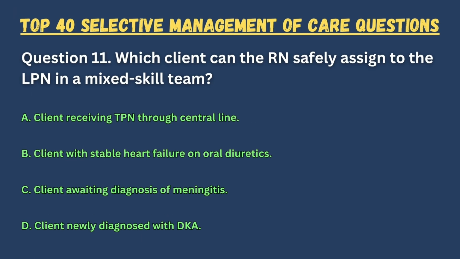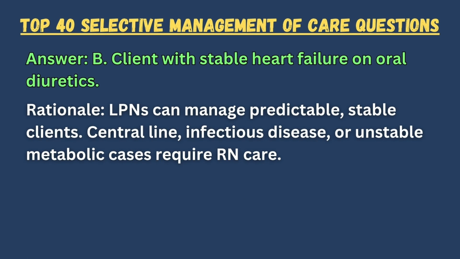Question 11. Which client can the RN safely assign to the LPN in a mixed skill team? A. Client receiving TPN through central line. B. Client with stable heart failure on oral diuretics. C. Client awaiting diagnosis of meningitis. D. Client newly diagnosed with DKA. Answer: B. Client with stable heart failure on oral diuretics.